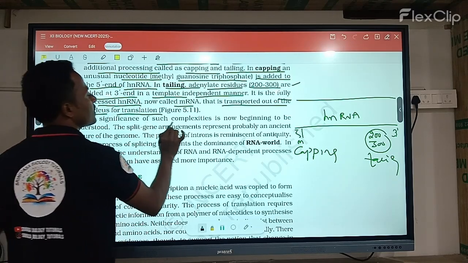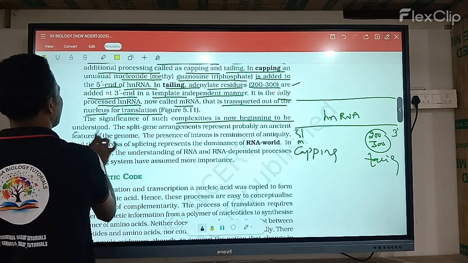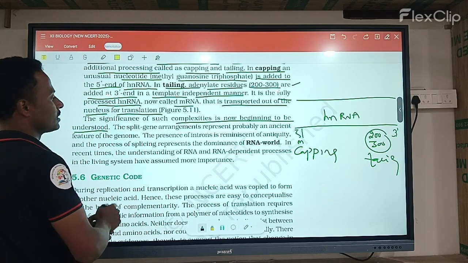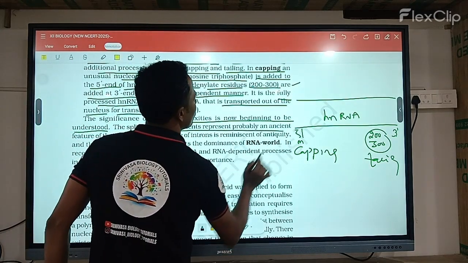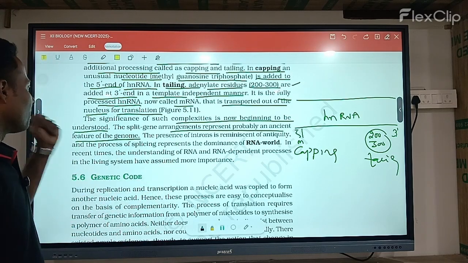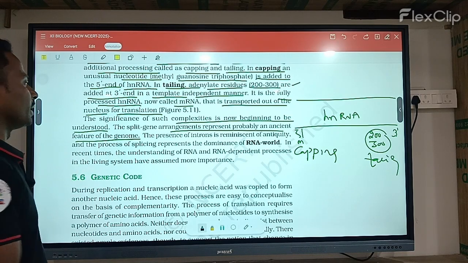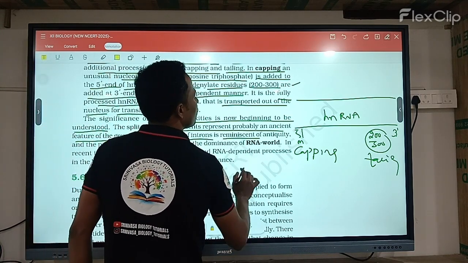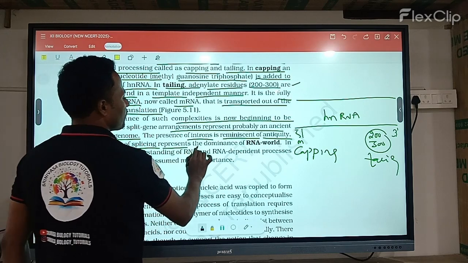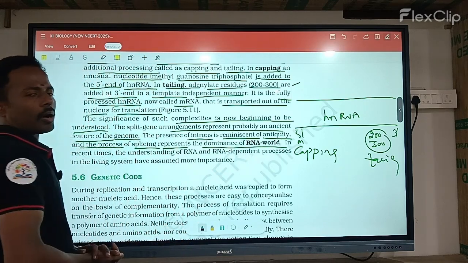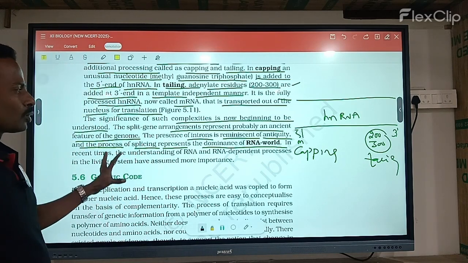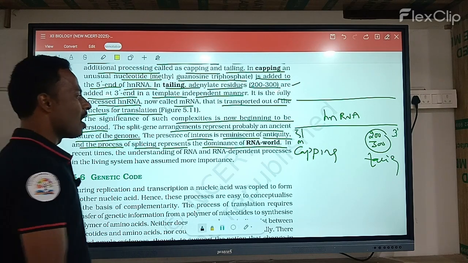Okay, the significance of such complexity is now beginning to be understood. So what happened before and what is going on after, we clearly get the sequence. Now the split genes, their arrangement is a probable ancient feature of the genome. The presence of introns is reminiscent of antiquity, and the process of splicing represents the dominance of the RNA world. So this total splicing or maturation of mRNA is a part of the dominance of the RNA world.